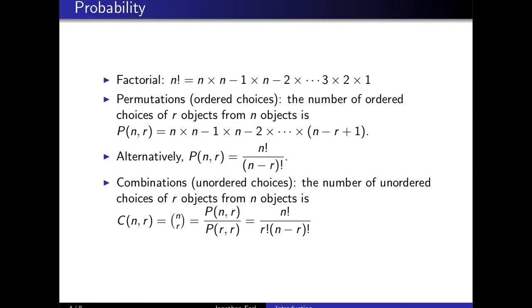And then there are combinations which are just unordered choices. So you have a collection of n objects and you're just going to pick r out with no regard for the order. In that case, the total number of ways you could do that, the total number of ways you could choose r objects from a set of n is n factorial divided by r factorial and n minus r factorial.